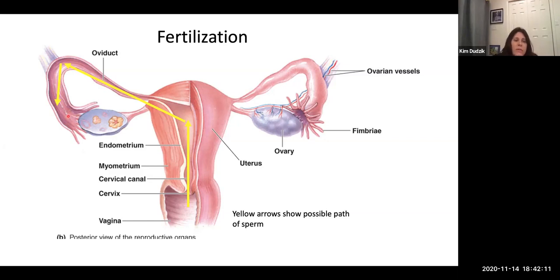Okay, so the egg will be here and the sperm needs to find it. The yellow arrows indicate the path of the sperm. Again, sperm gets ejaculated into the vagina at the opening of the cervix, so they have to swim. And like I mentioned, usually only one ovary releases the egg.